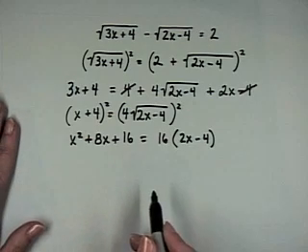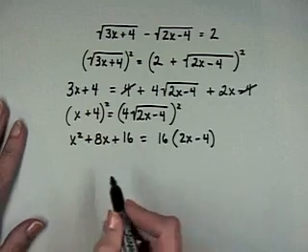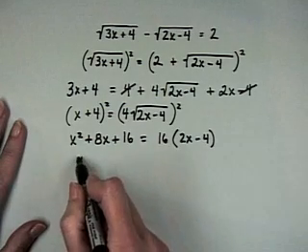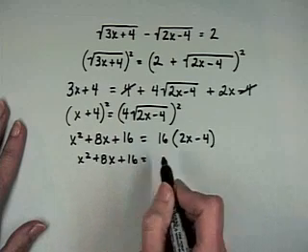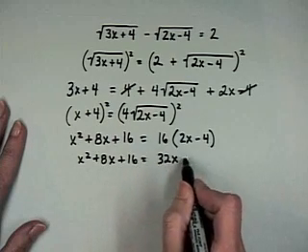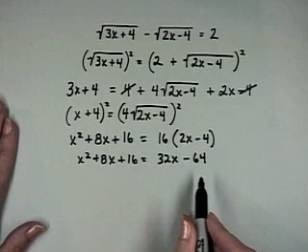Now, we need to simplify further. Notice we have no radical expressions left in our equation. I'm going to use the distributive property on the right-hand side of the equation and rewrite this as 32x minus 64. Then notice what we have is a quadratic equation.